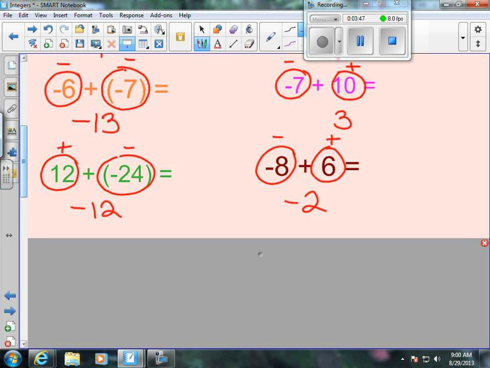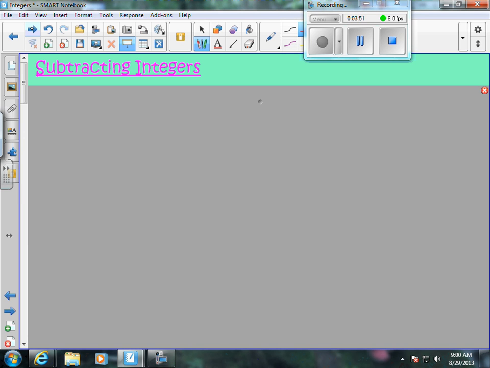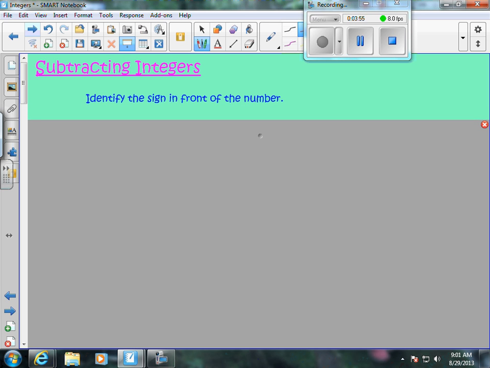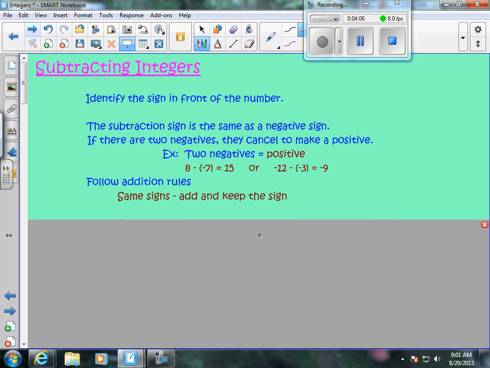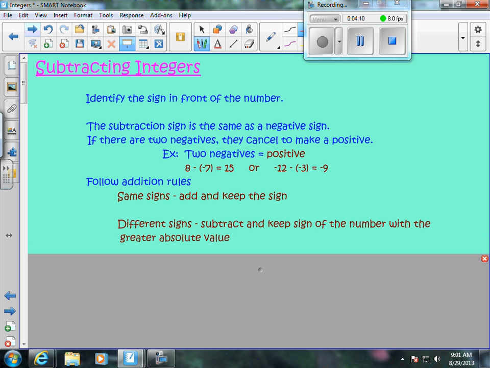Now we're going to move on to subtracting integers. Let's review those rules real quick. First thing I want you to do is when you look at a problem with integers, identify the sign in front of the number. The subtraction sign is the same as a negative. So you're going to hear me refer to the sign in front of numbers as a negative, not always subtracting.